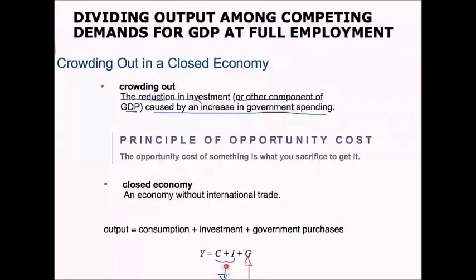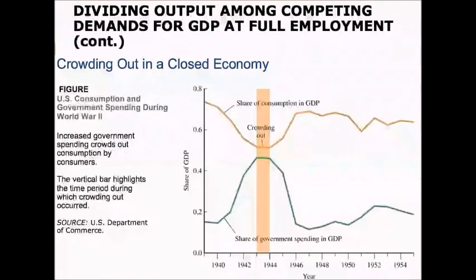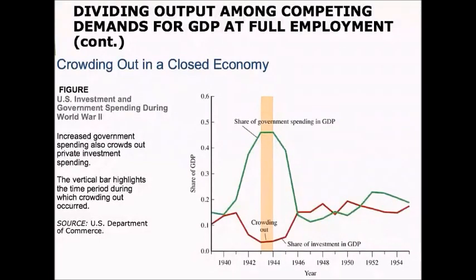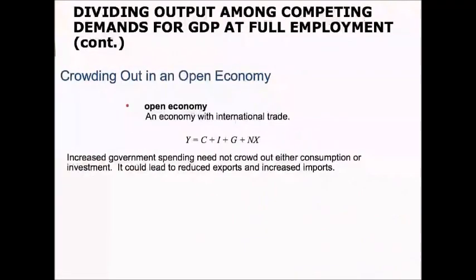Generally, when we talk about crowding out, we're talking about a drop in investment. Has this happened? Certainly it has. So when we look at World War II, the share of government spending in GDP rose precipitously because we were spending a lot of money fighting World War II. And what did we see happen to the other parts of GDP? Well, the share of consumption in GDP went down. The same is true for the share of investment. Government expenditure share of GDP went up. The share of investment in GDP went down.